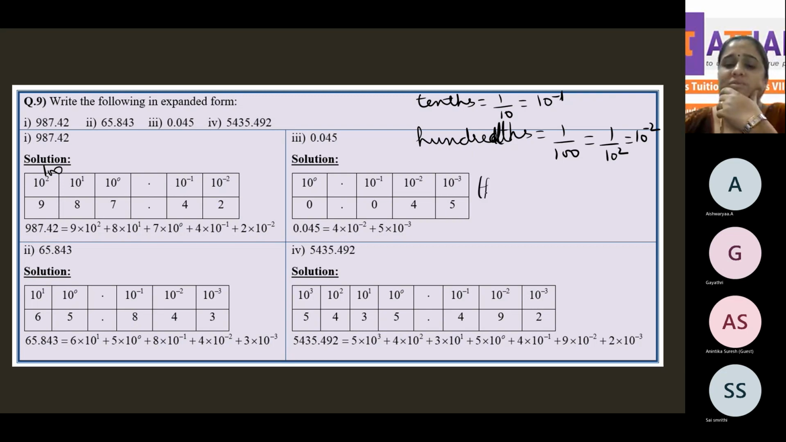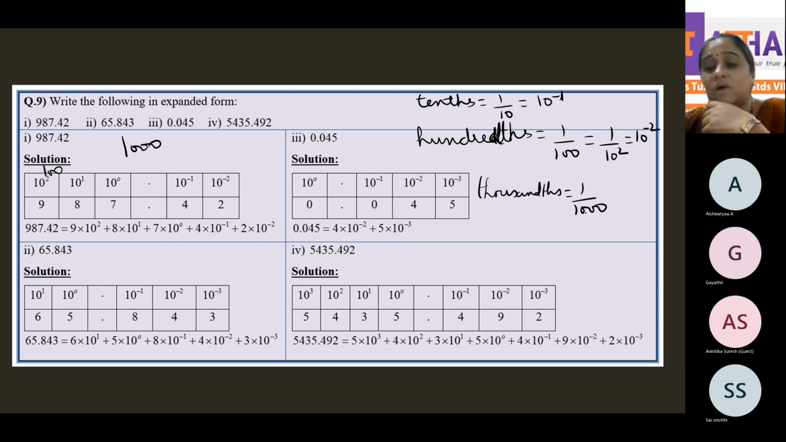Then you have the thousandths place, right? Write 1000 and then THs. Thousandths is equal to 1 by 1000. On the other side, you have thousands, which is 1000. This is thousandths, which is 1 by 1000, which is 1 by 10 cubed, which is 10 to the power minus 3. And so on.